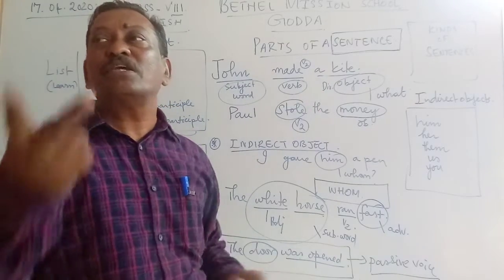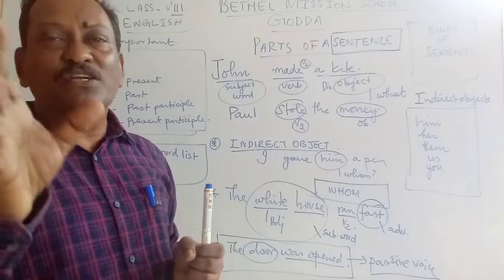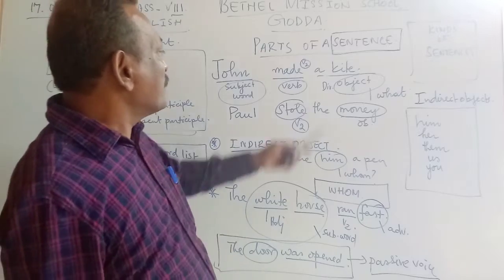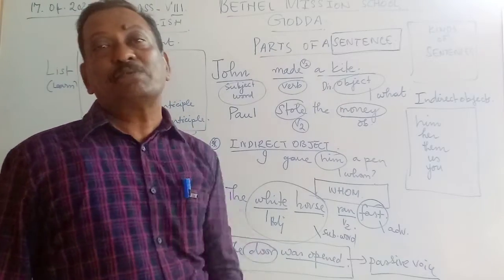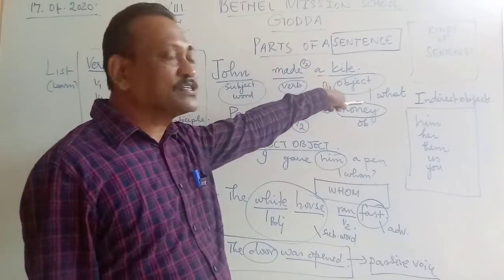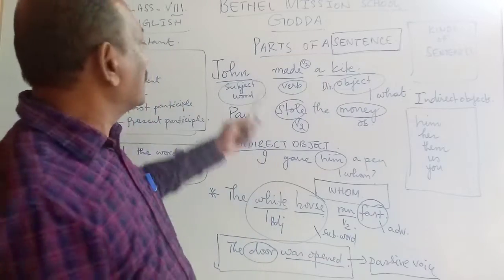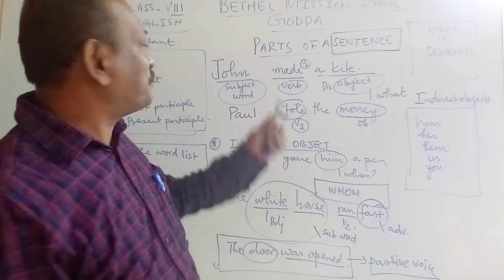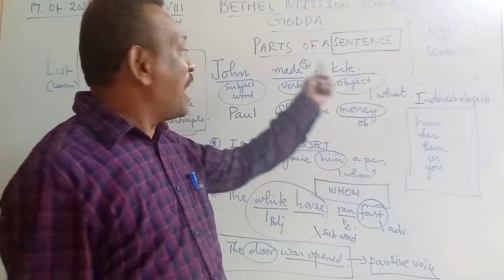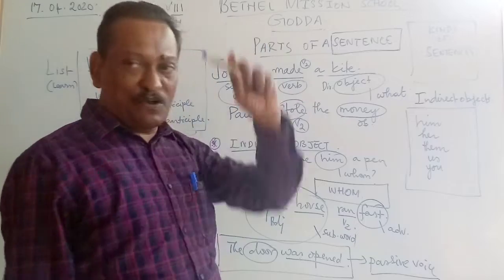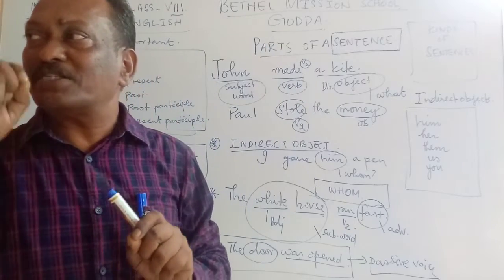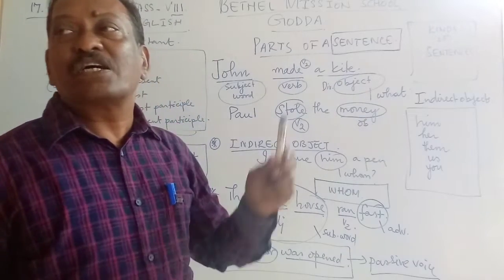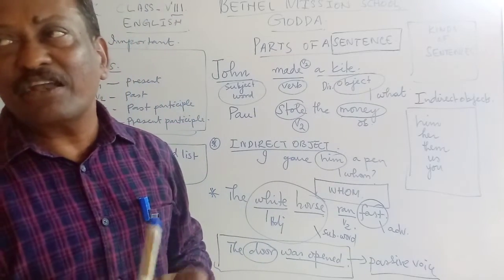In English grammar, there are 2 objects. One is the direct object and the other one is an indirect object. We'll come to the indirect object later on. But for the time being, you must focus on this particular word, that is a kite. So coming back, John is the subject word because that is the most important part of the sentence, without which the sentence would have no meaning. And the subject word again is followed by the second form of the verb, that is the past form of the verb, made. And finally you have a kite, which is a direct object.